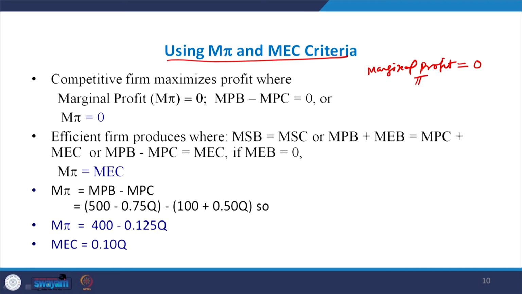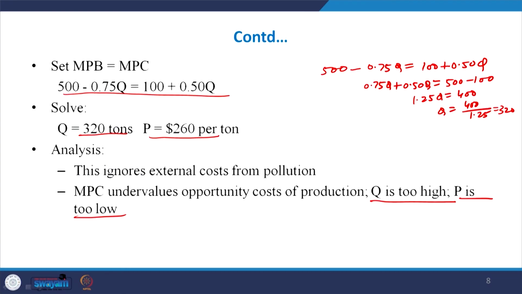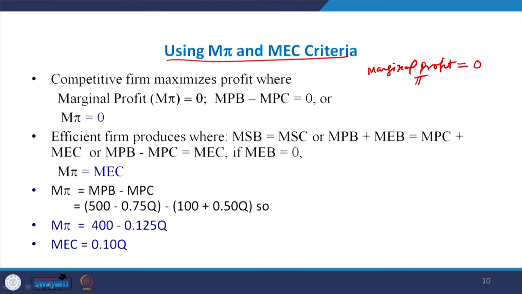So, now equating it, what we get is actually the same solution. When you take marginal profit equal to 0, you will get 320 units of output and 260 dollars per ton as the market price. But now since we wanted to internalize externalities, and marginal external cost MEC is equal to 0.10 Q.